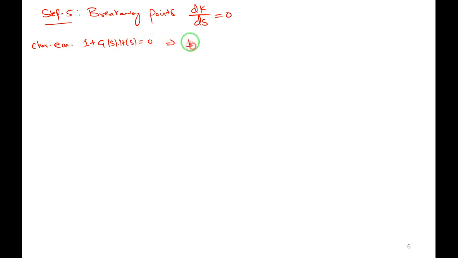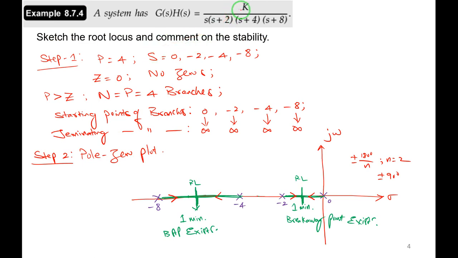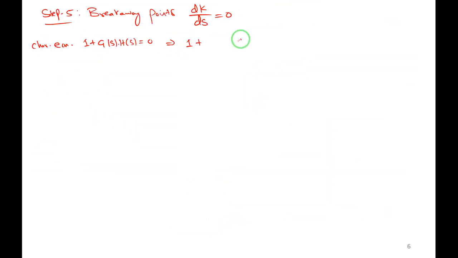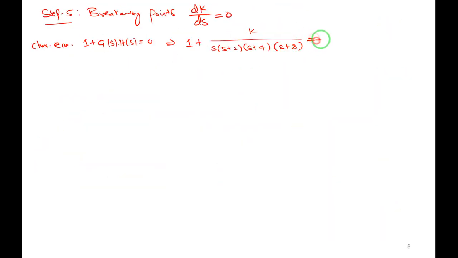So 1 plus, what is G(s)H(s)? K divided by s into (s plus 2) into (s plus 4) into (s plus 8). I think it's correct, right? 2, 4, 8. Yes, it is correct, equal to 0. So we will take the LCM.